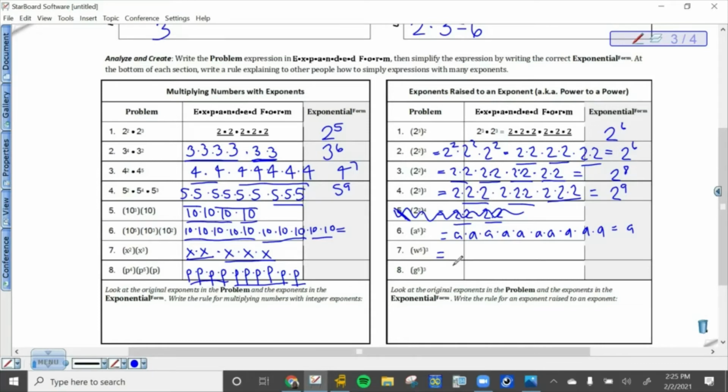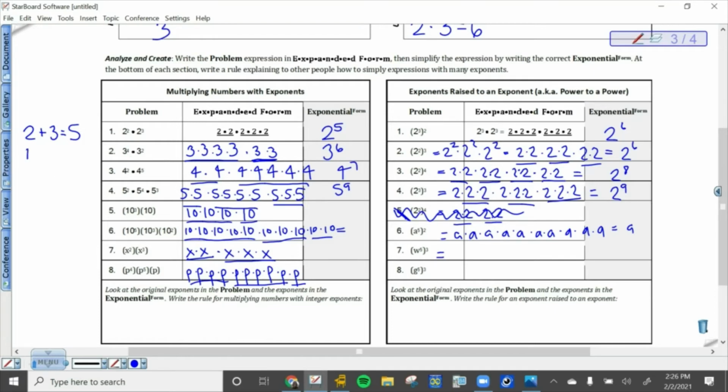So what is our basic rule when we're multiplying numbers with exponents? What's the rule that we need to follow? If 2 squared times 2 to the third ends up being 2 to the fifth, what did I do with my exponents? You added them. Yeah, what's 2 plus 3? 5. So it became 2 to the fifth.